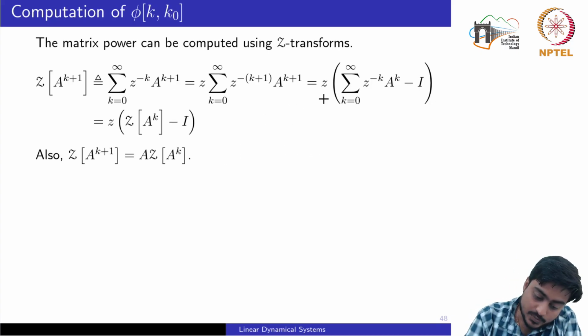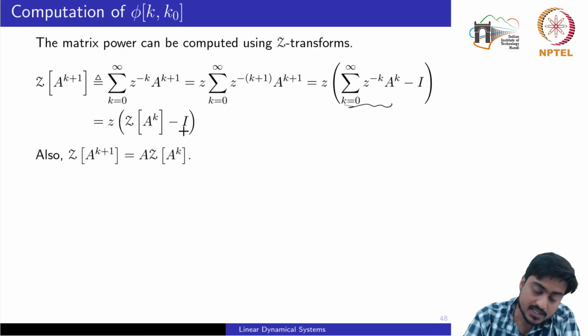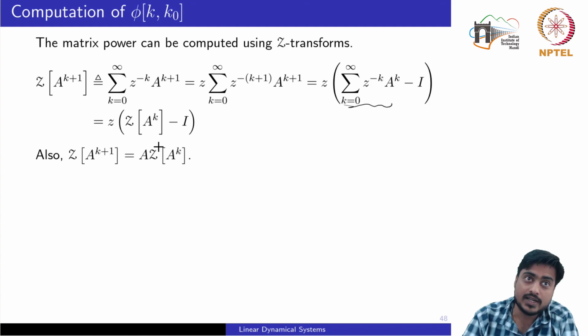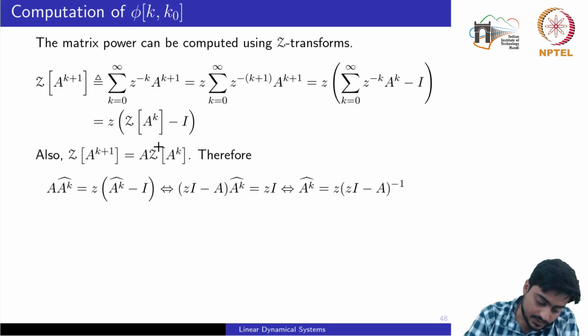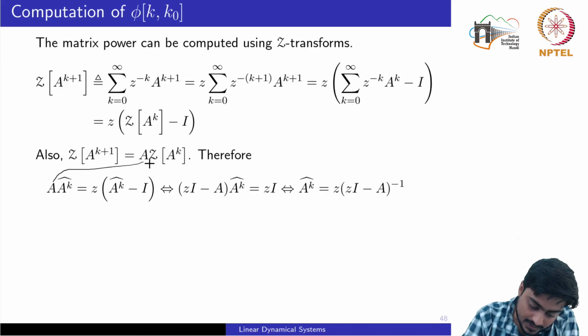Okay, so I can write this expression as z times the Z transform of A to the power k minus I. Also we know that the Z transform of A to the power k plus 1, I can write this one because A is a constant, so I can take the A outside of the transform. Now in a similar way, if we proceed, I represent the Z transform of A to the power k by A hat.